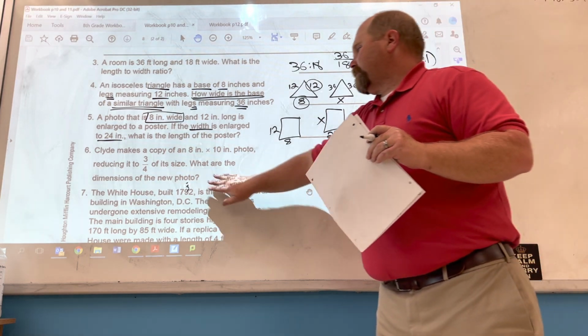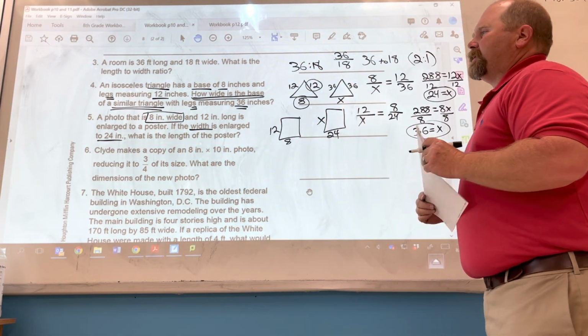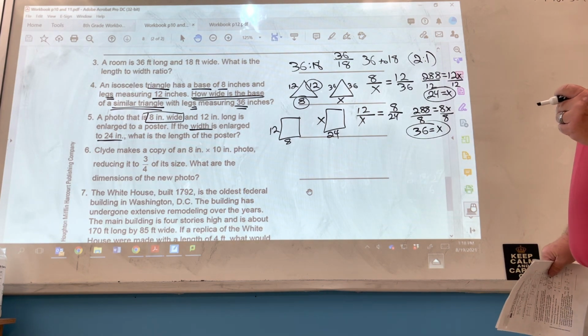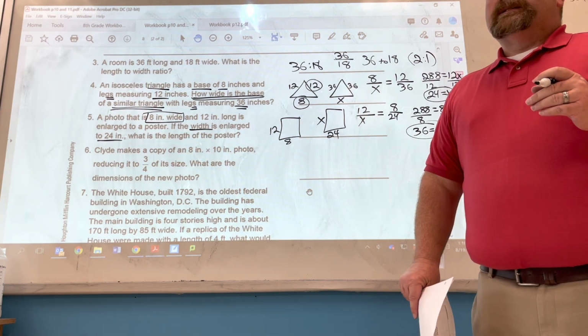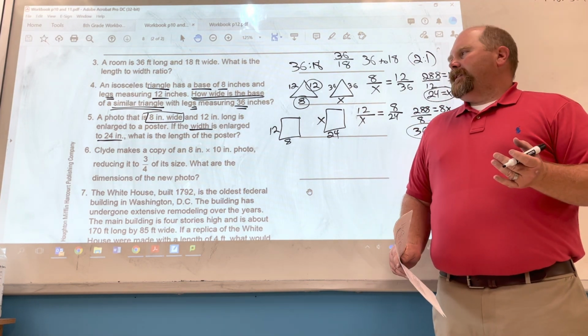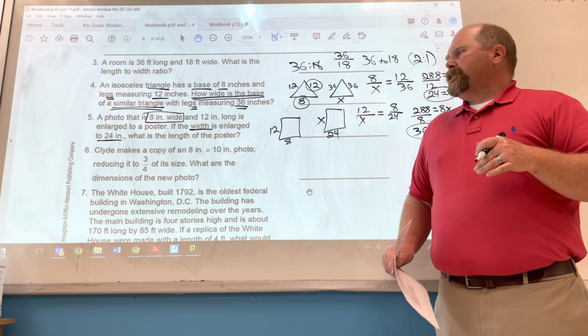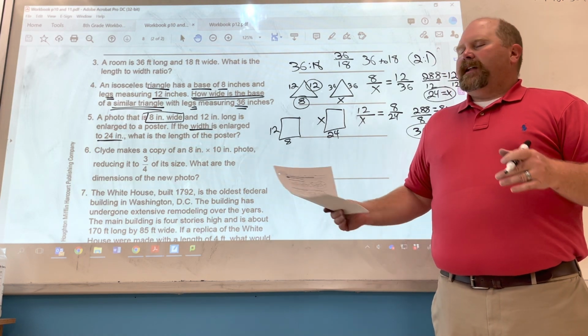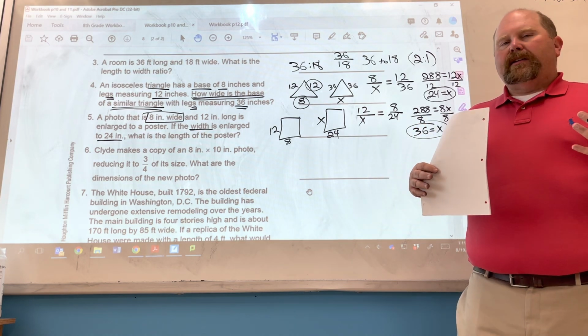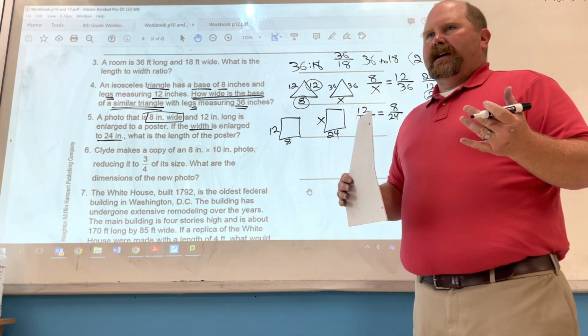All right. Problem number 6. Clyde makes a copy of an 8 by 10 inch photo, reducing it to 3/4 of its size. What are the dimensions of the new photo? This is better solved as a dilation. Okay, dilation is in Unit 1. That's the unit we're in. I may have shown it to you in class. I had the plastic ball that could expand and contract. So that's a dilation. Same shape, different size.